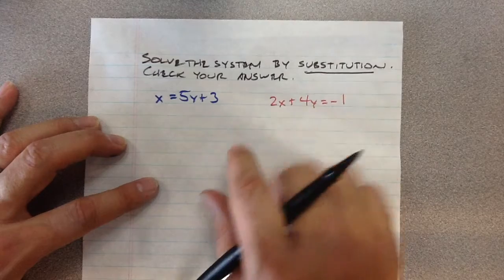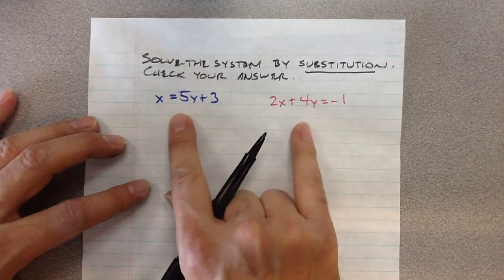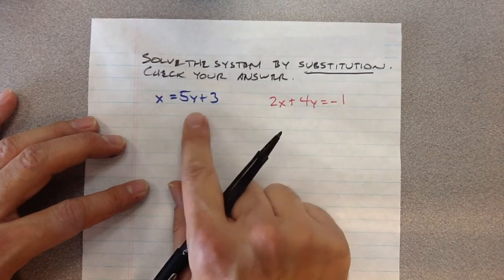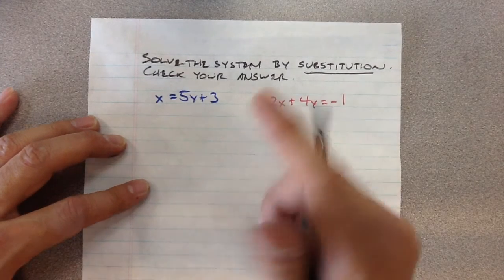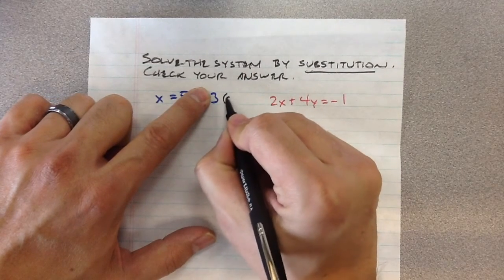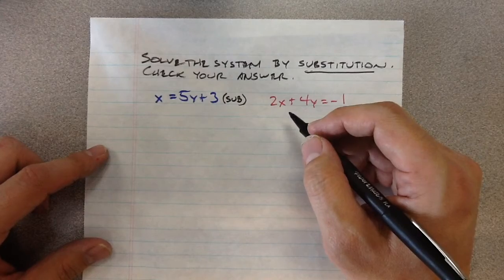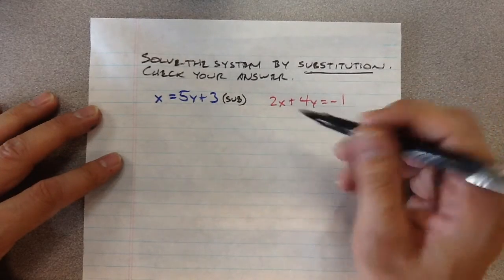The first thing you want to do is look at your system and your two equations and decide for yourself which one is what we call the substitution equation. In which case, I happen to know it's this one. So what I would do in your notes is put a notation next to it that this is the substitution equation.